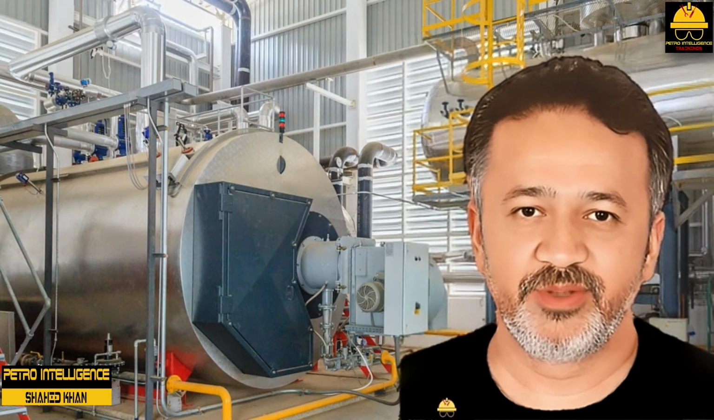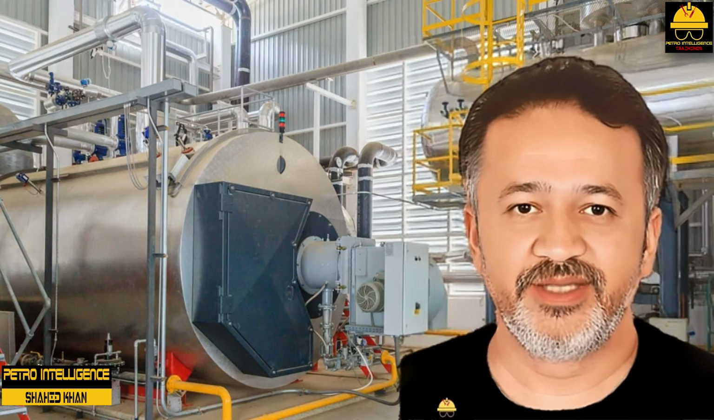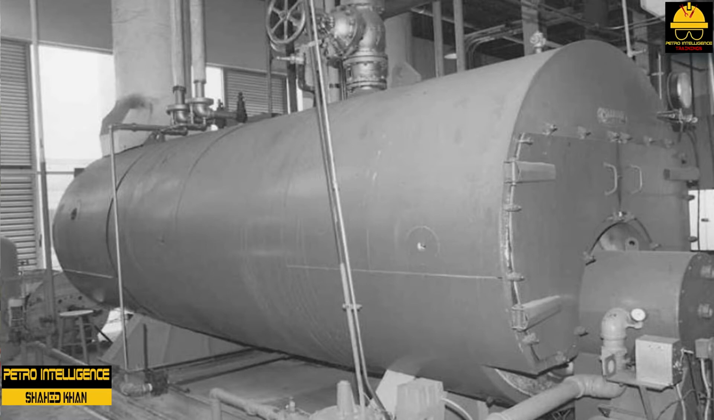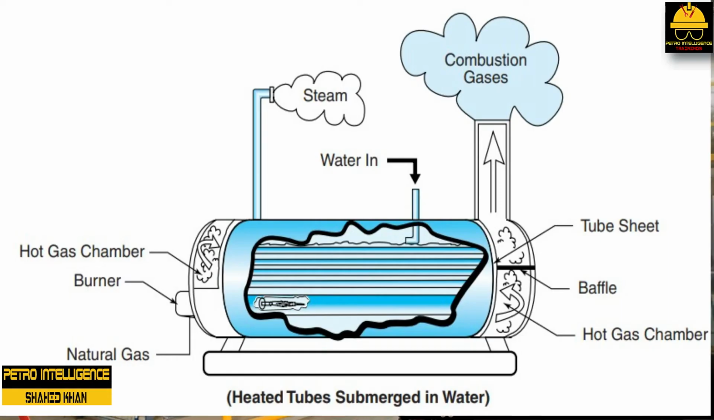The term fire tube denotes that the heat source is from within the tubes. A fire tube boiler shown in these pictures consists of a boiler shell with feed inlet and outlet connections, fire tubes, a combustion tube, burner, feed water inlet, steam outlet, combustion gas exhaust port, and tube sheets.